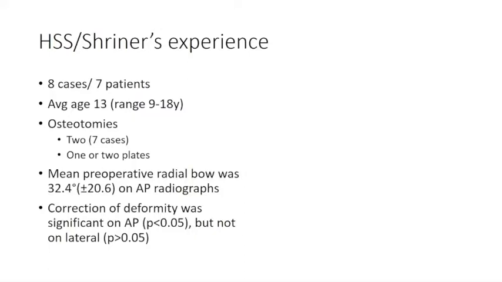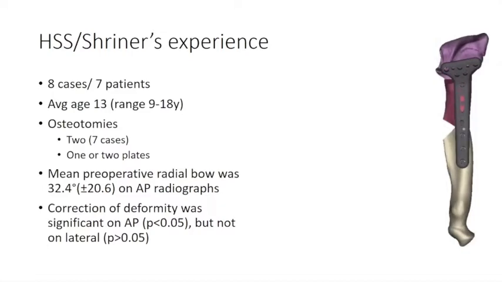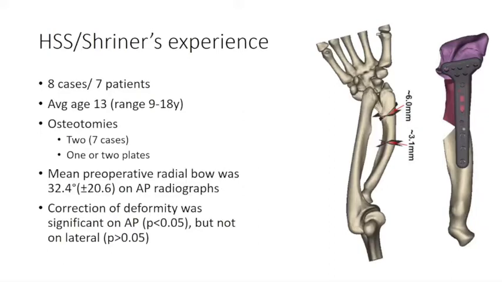This is work that Manon has done, and I hope this is the updated data. We looked at the Shriners and HSS experience, where we had a total of 8 cases, 7 patients, average age of 13, where in most of the Madelung's cases we used double osteotomy, which is something we had not typically done on a regular basis before that. There was a significant improvement on the AP radial bow, not on the lateral.